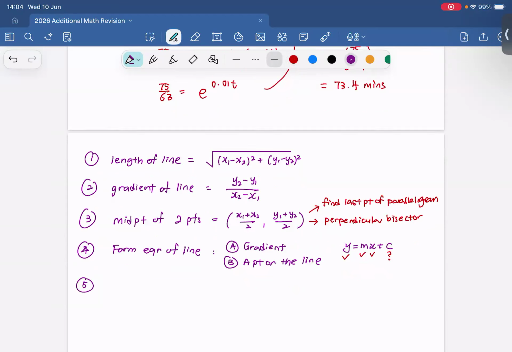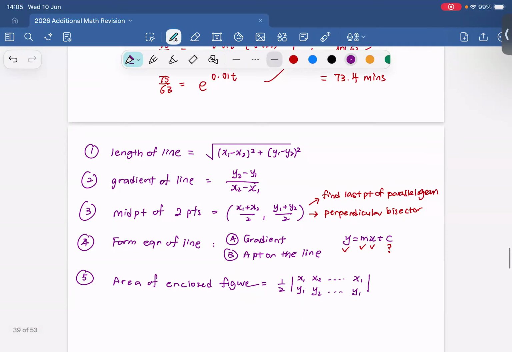Next, I think last but not least, we also have the area of any enclosed figure. We have half, x1, y1, x2, y2. You just continue. Then remember to end with x1, y1. Okay, so these are the few things that we use when we do coordinate geometry questions in AMath.